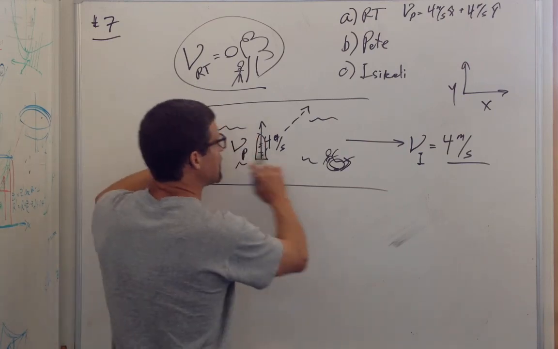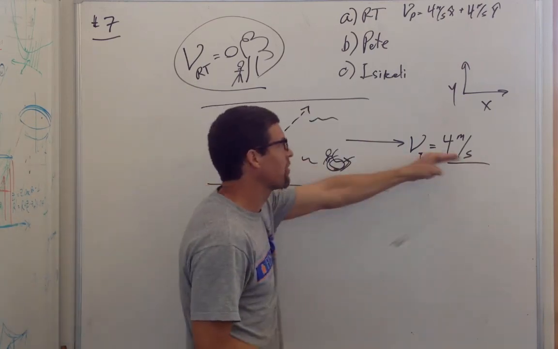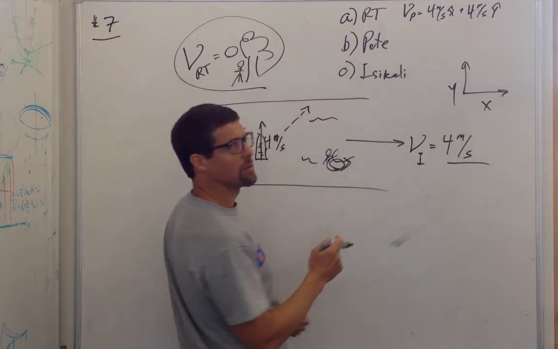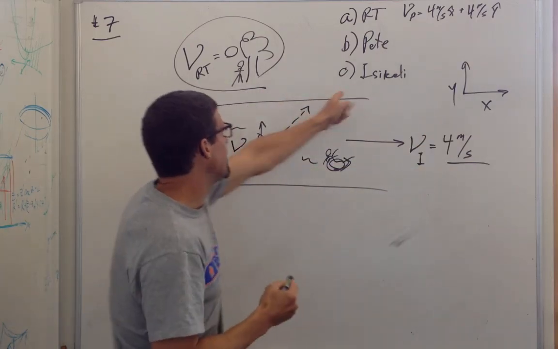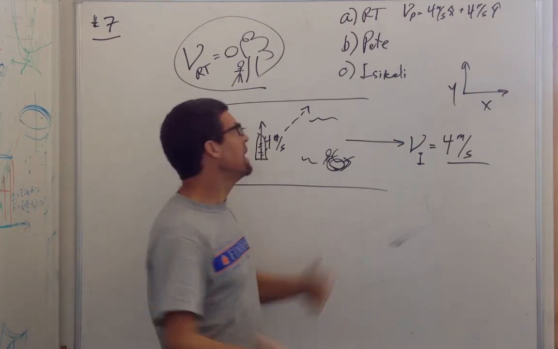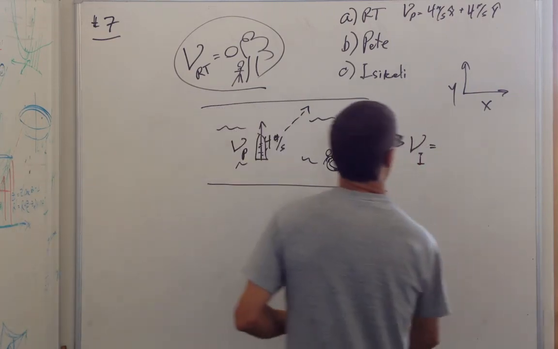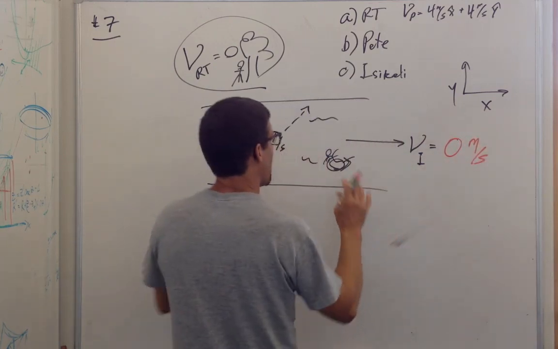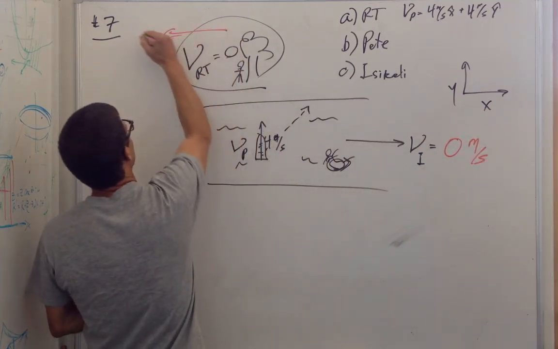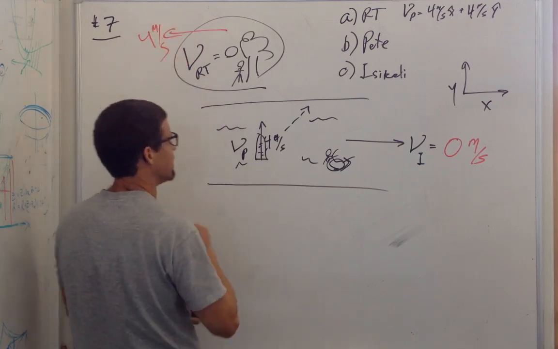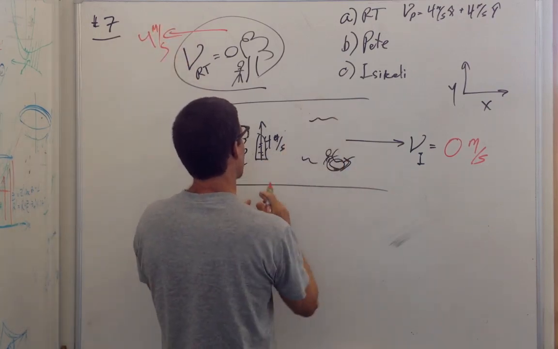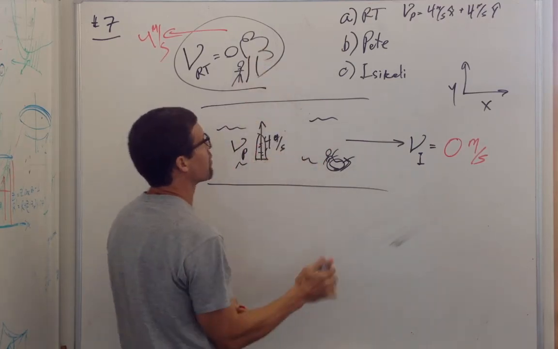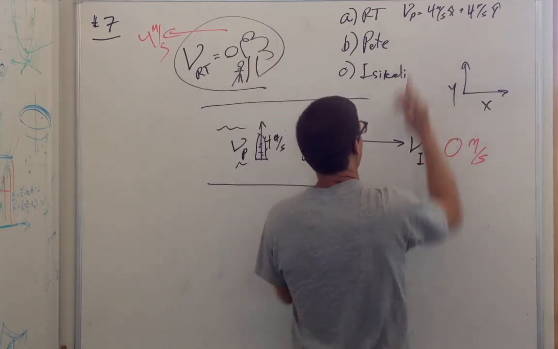Ratu Toka also sees Isi Kelly moving in this direction at 4 meters per second, and he sees himself as motionless. Now Isi Kelly is floating on the river, he sees himself as motionless. He would say, oh, I'm not moving, but Ratu Toka is moving in this direction at 4 meters per second, and Pete is moving in this direction, right? He's floating along, he just sees me moving at 4 meters per second in the positive y direction.